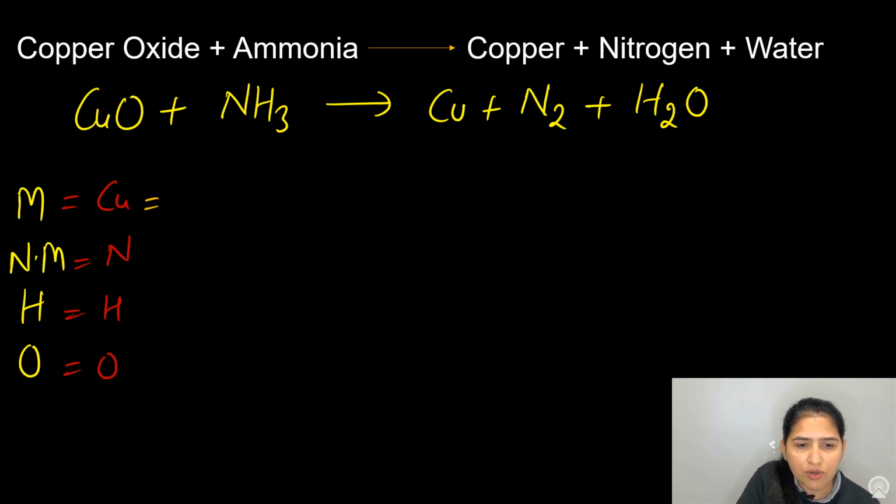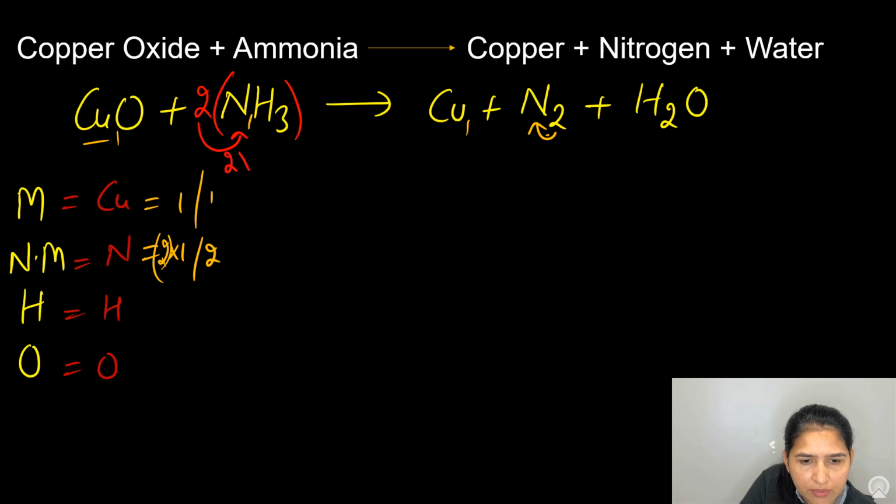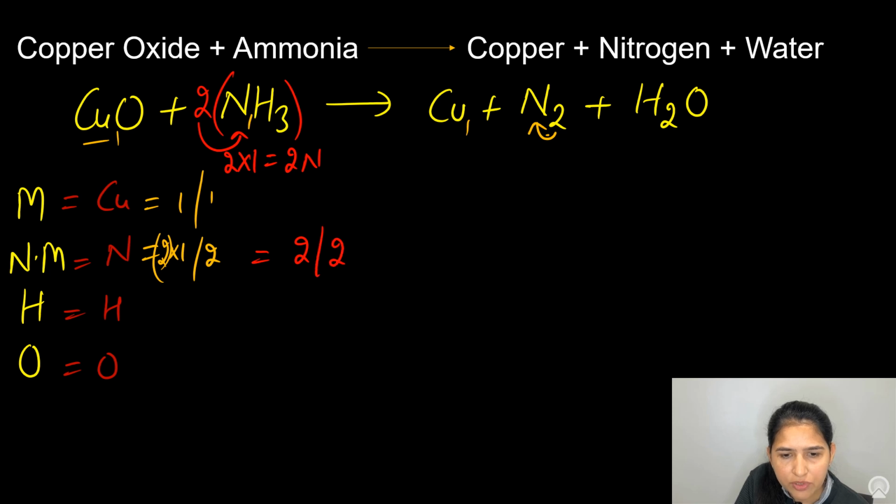So when I am counting for copper, you can see it's only 1 on the left hand side, and on the right hand side again it's 1. That's fine. Now let's go to the nitrogen. It's 1 here, and on the right hand side it is 2. It means I have to do something here to make them the same. So what I will do in that case is make it times 2 on the left hand side. For doing that, I will put the bracket first, then write down 2. So I will get 2 times 1, 2 nitrogen on the left hand side. Now it will become 2 of 2.